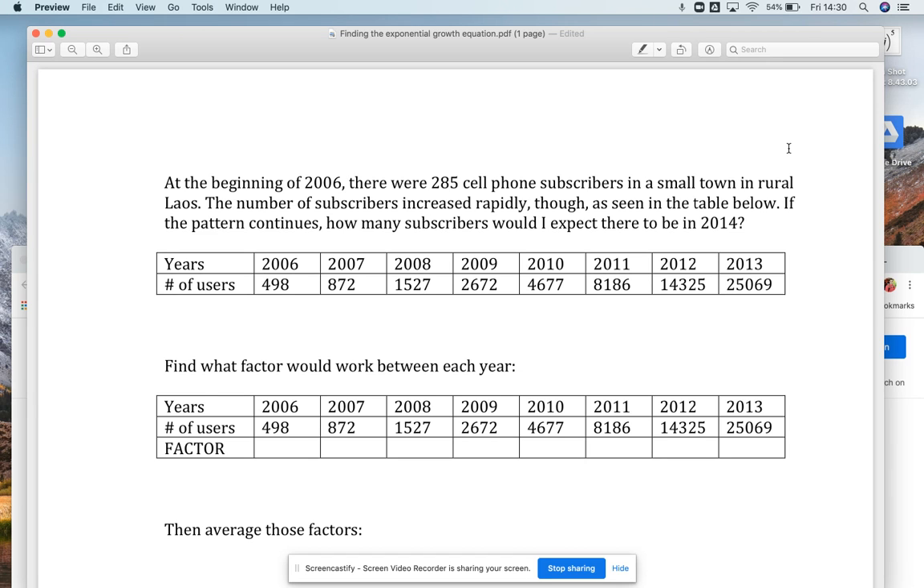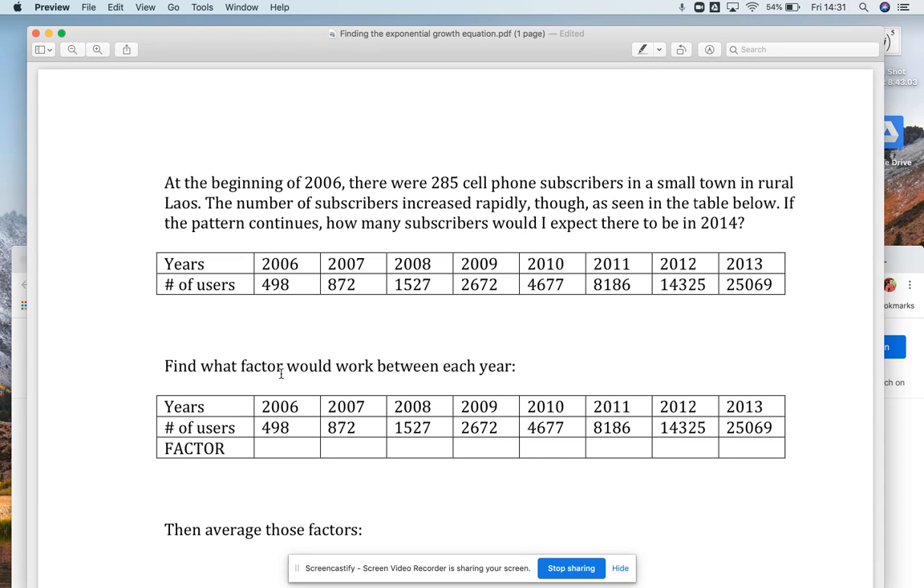Okay, so we're going to dive a little bit deeper into the exponential growth equation here. At the beginning of 2006, there were 285 cell phone subscribers in a small town in rural Laos. The number of subscribers increased rapidly, though, as seen in the table below. If the pattern continues, how many subscribers would I expect there to be in 2014?